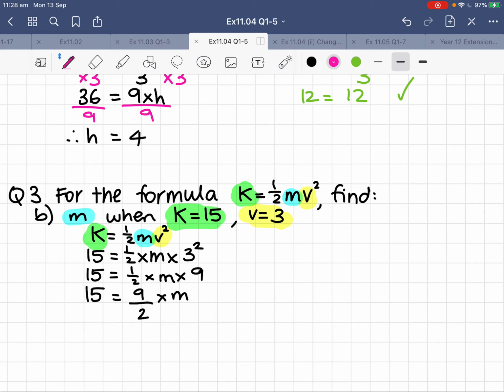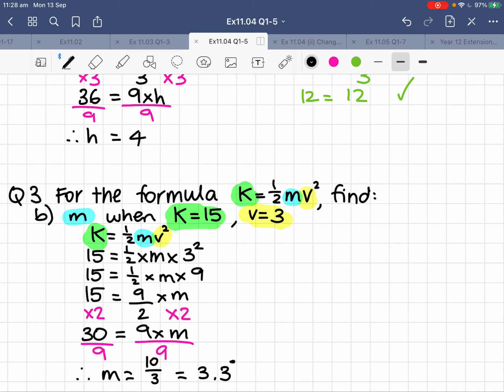So I'm going to get rid of my denominator of 2 here by timesing both sides by 2. And when I do that, I get 30 equals 9 times m. And then I want to divide by my 9. When I divide by my 9, I therefore get that my m equals 30 divided by 9, which is 10 over 3 as a fraction, or 3.3 recurring as a decimal.